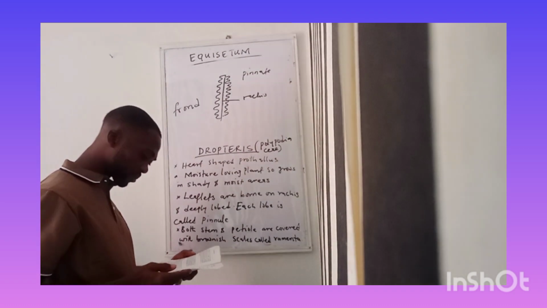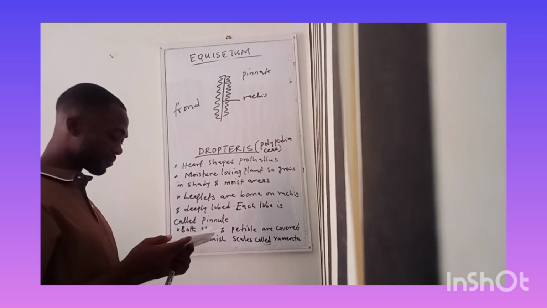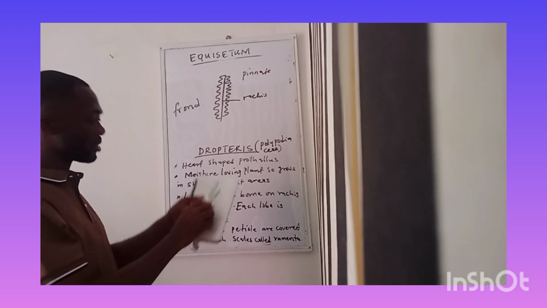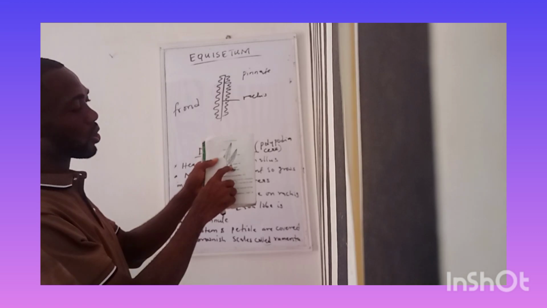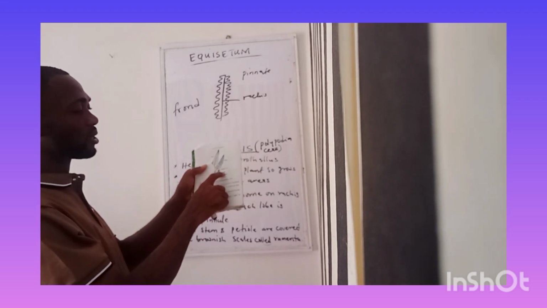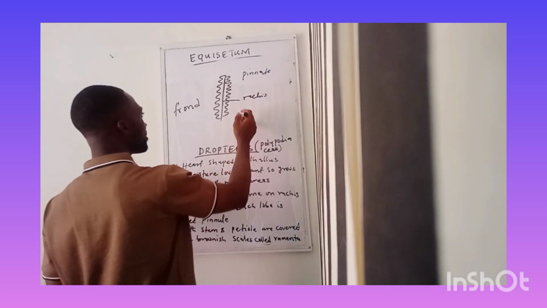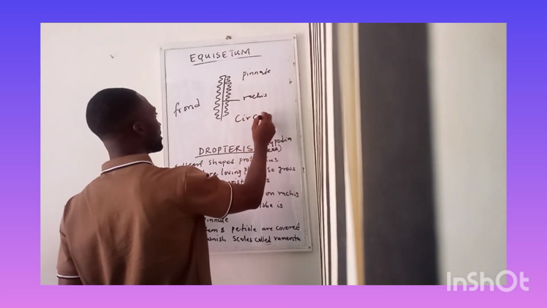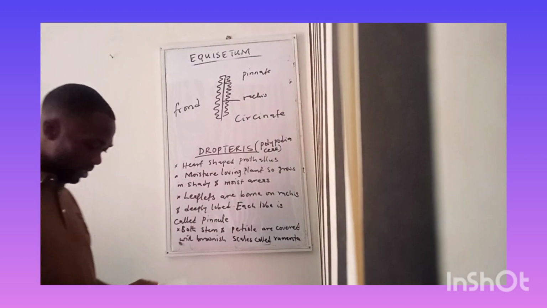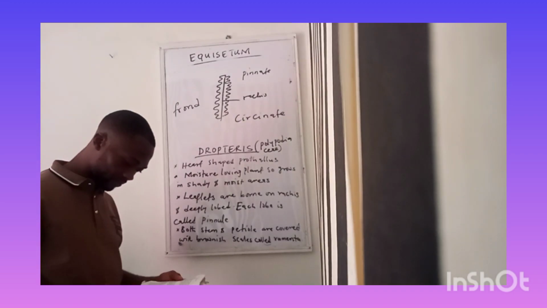And sometimes you discover that the fronds are coiled inwards. You can see this frond coiling inwards. And once you see a frond coiled inwards, that frond is said to be circinate. When you see it coiling inwards, it's said to be circinate.